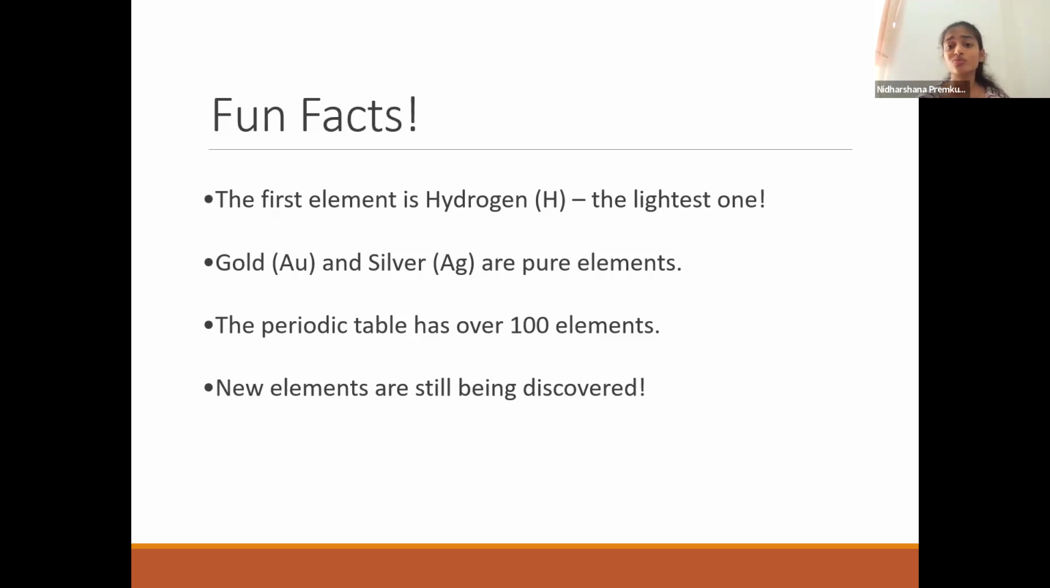The periodic table has over 100 elements. To be exact, there are 118 elements, and new elements are still being discovered. So this number, 118, could change anytime.